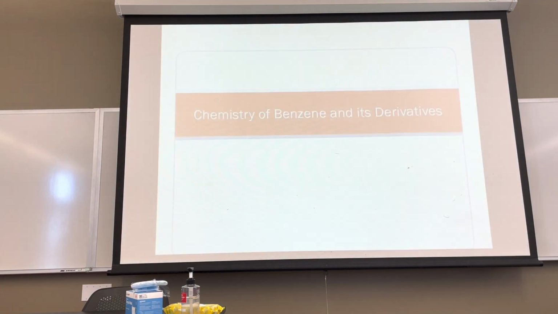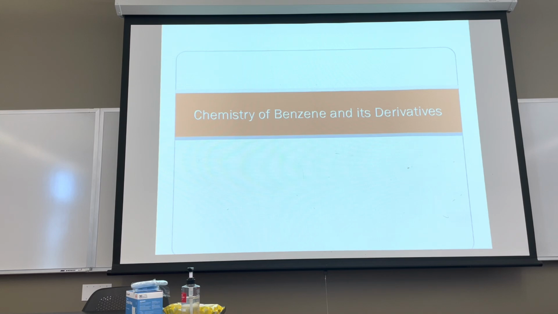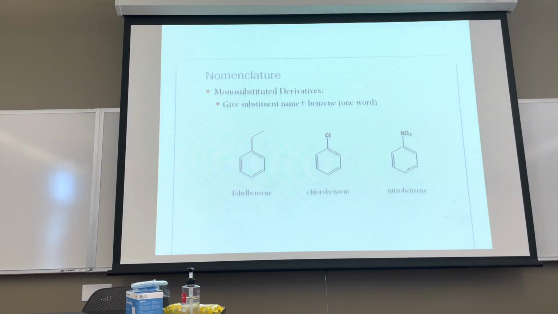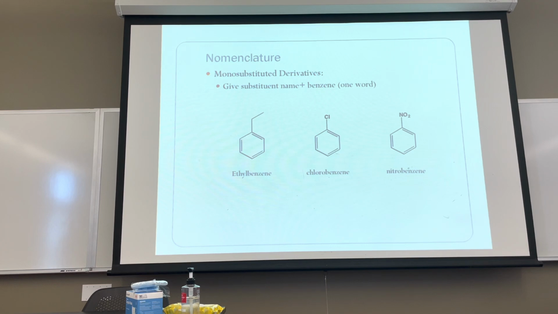All right, so before we get into the actual reactions of benzene, what we're going to do is spend a little bit of time on how to name these aromatic compounds. So let's tackle a little bit of nomenclature first, and then we'll get into the chemistry of these things. If you have a mono-substituted benzene ring, it's very, very simple to name them.